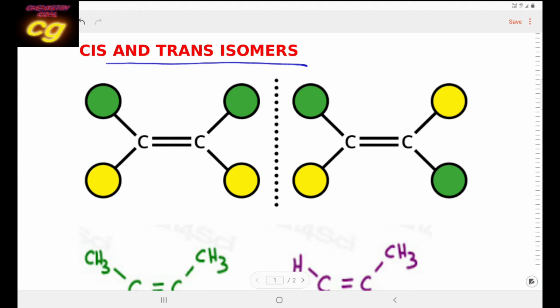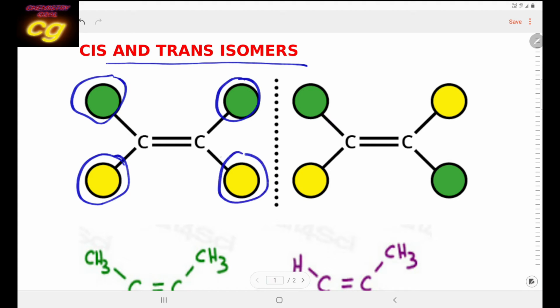As you have discussed in the previous lessons, cis and trans isomers mainly depend upon the groups attached to the carbon-carbon double bond. For example, in this case you see two green spheres on the same side of the double bond, and yellow spheres also on the same side. As they are on the same side, this is called the cis isomer.